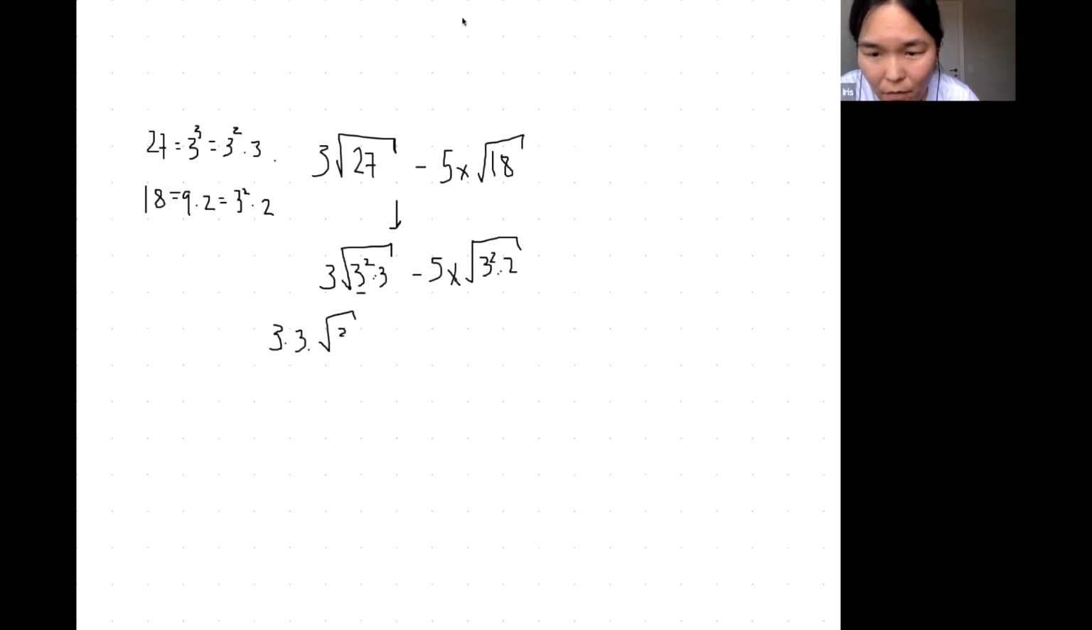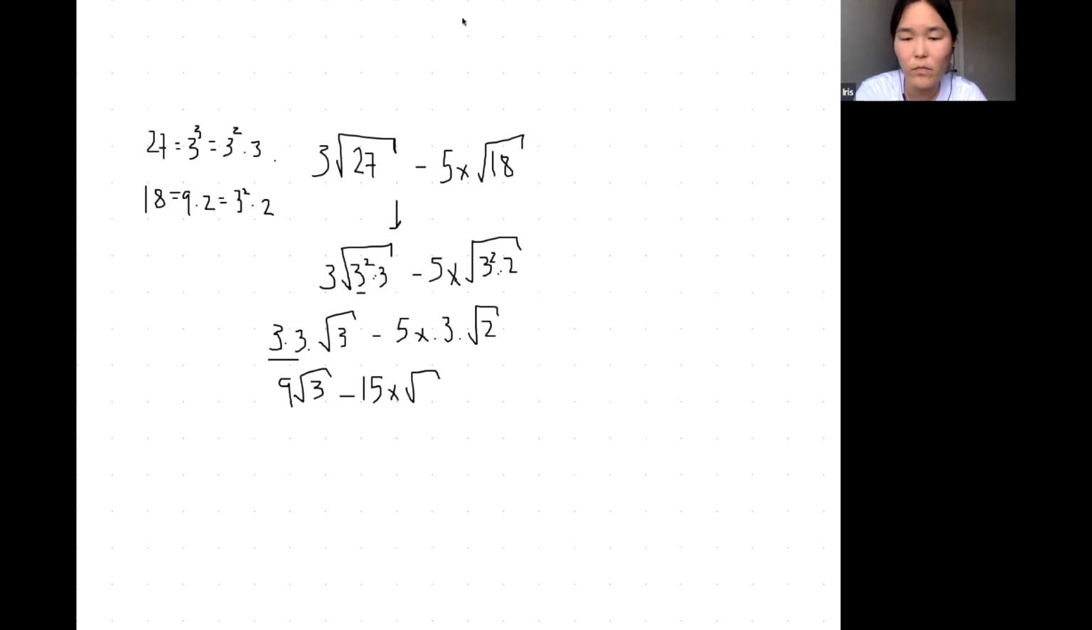And then minus 5x times 3 times the square root of 2. So these two can multiply out. You have 9 square root 3 minus 15x square root 2. That's it. You can factor 3 out if you want. I know that, but I wouldn't. Unless required, I wouldn't do it.